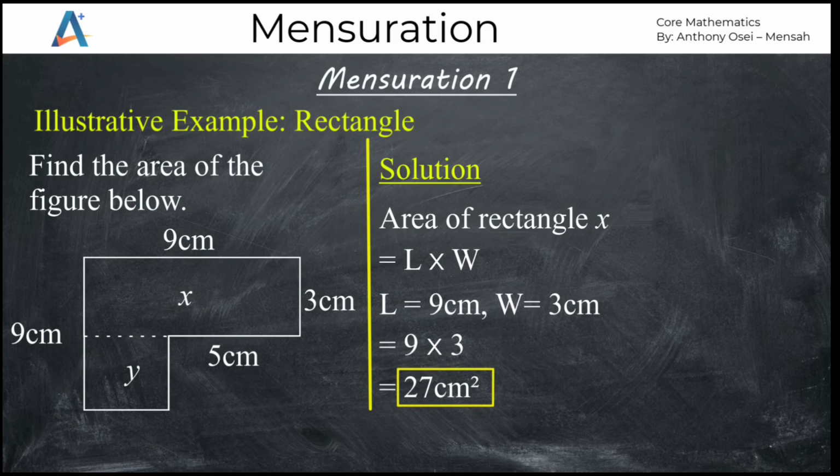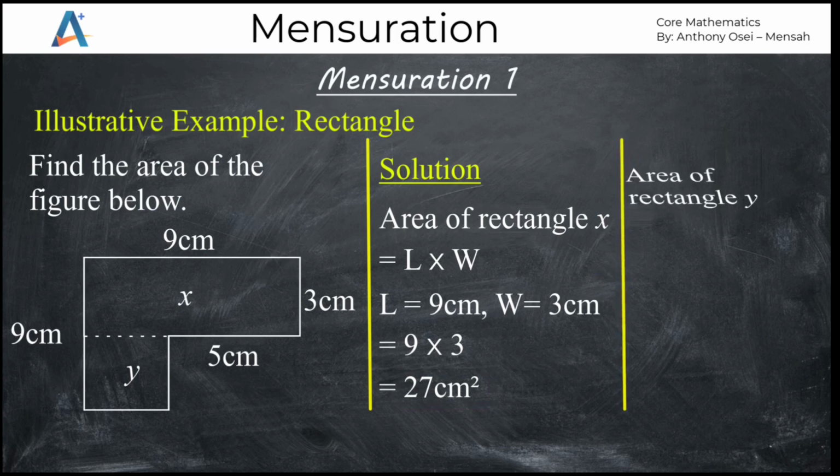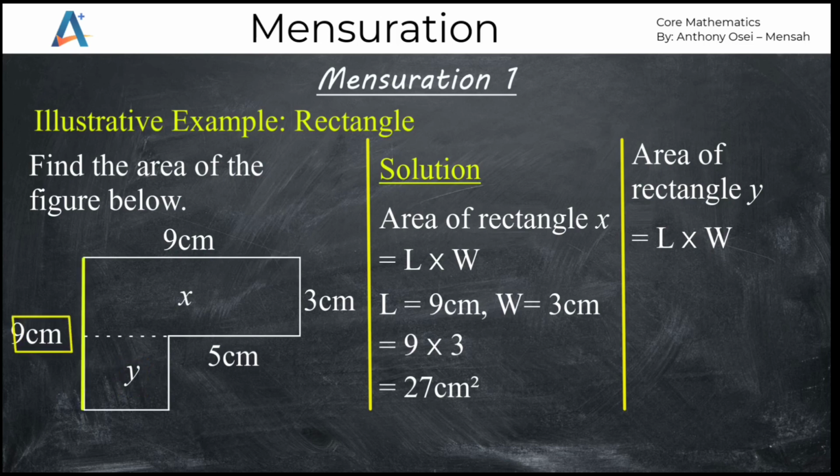Now let us get the area of rectangle Y. We know that a rectangle is a rectangle, so the area of a rectangle is length times width. The length of the rectangle Y, if you can see very well, here it is 9 centimeters. The entire length here is 9. Now when you take the 3 out, you realize that this part is also 3 centimeters. So when you take the 3 off the 9, you get 6. So the length will be 6 centimeters for the rectangle Y.